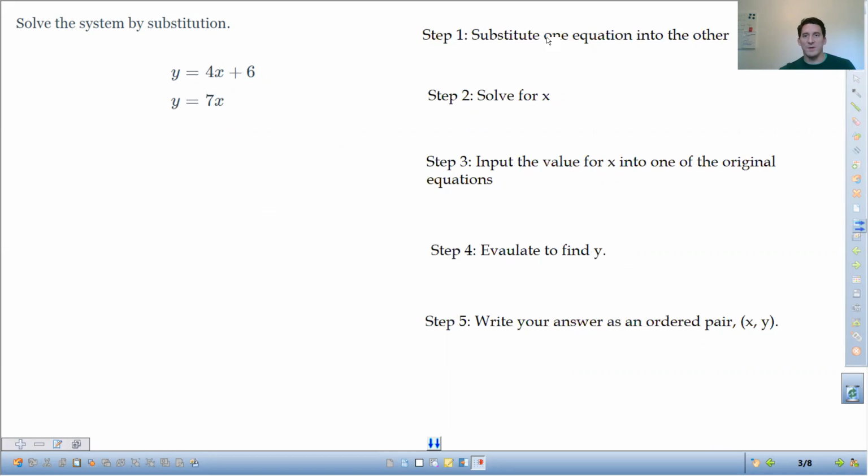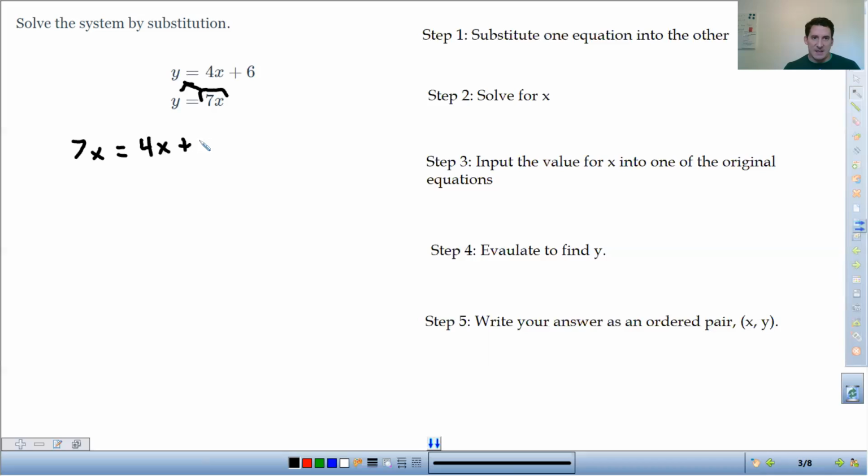First thing, step one, substitute one equation into the other. What that means is, we have y is equal to 4x plus 6. Excuse me, I said 7x up here, it's 4x plus 6, and then down here, y is also equal to 7x. What we can do is just substitute this equation. We know y is 7x, so I can take this 7x and put it into y here. Essentially, you're just setting the equations equal to each other. So 7x is equal to 4x plus 6. And then we solve this equation.